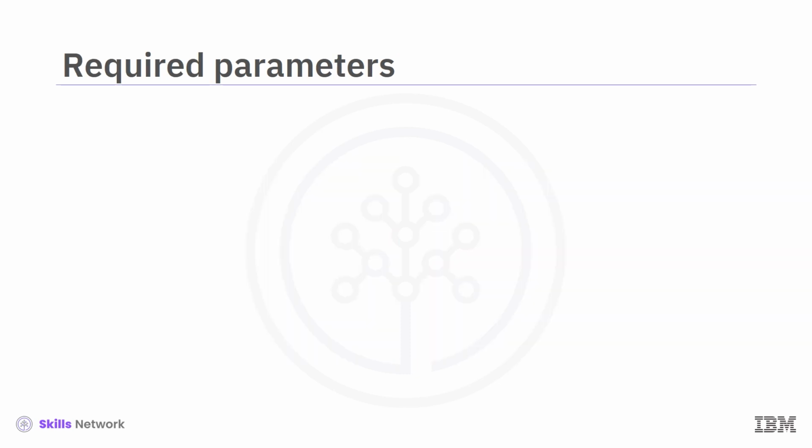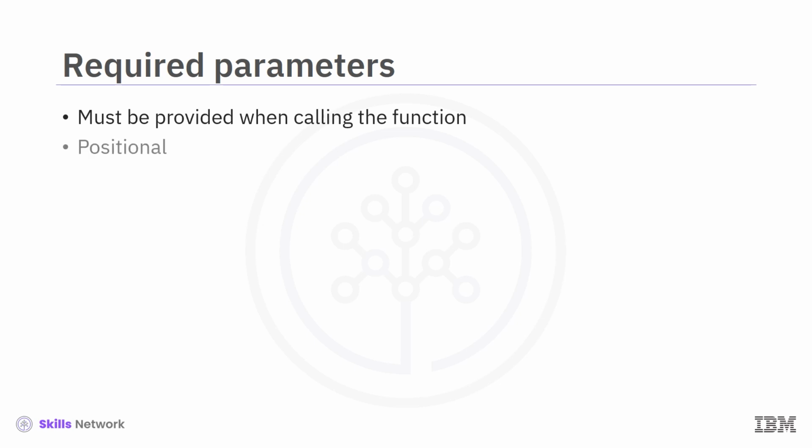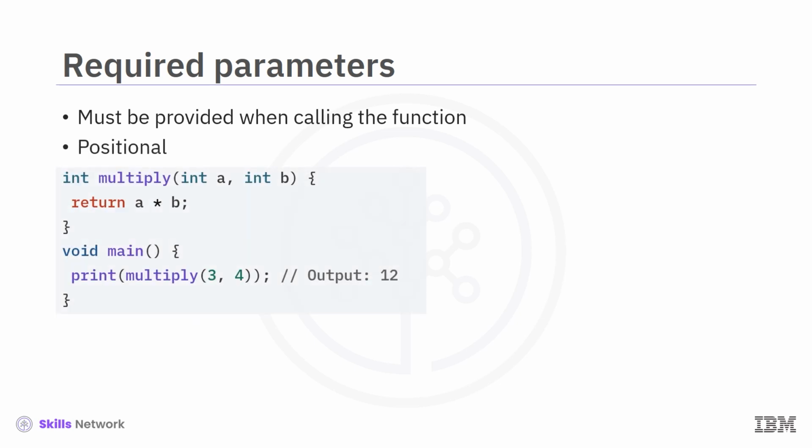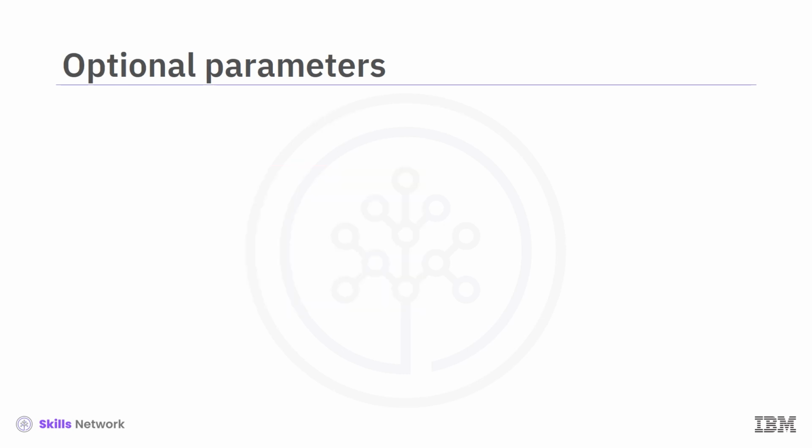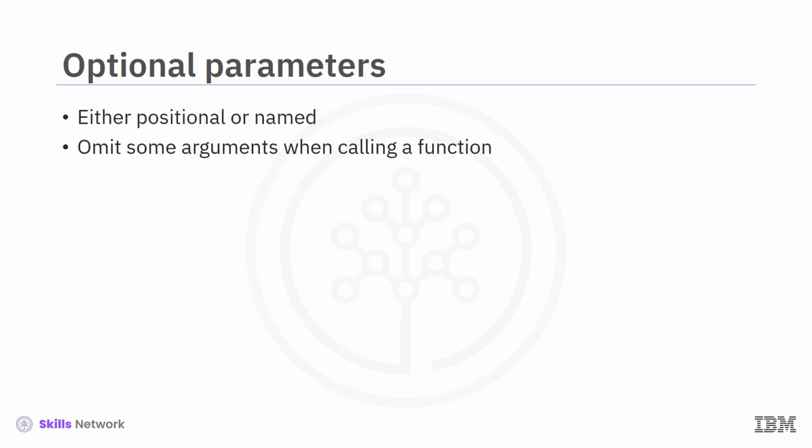Required parameters are those that must be provided when calling the function. Required parameters are positional. In this code, the multiply function takes two required parameters, a and b. When calling multiply, both arguments must be provided. Optional parameters can either be positional or named. They allow you to omit some arguments when calling a function.